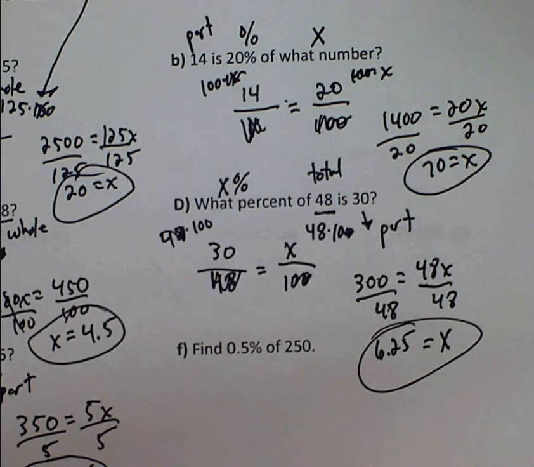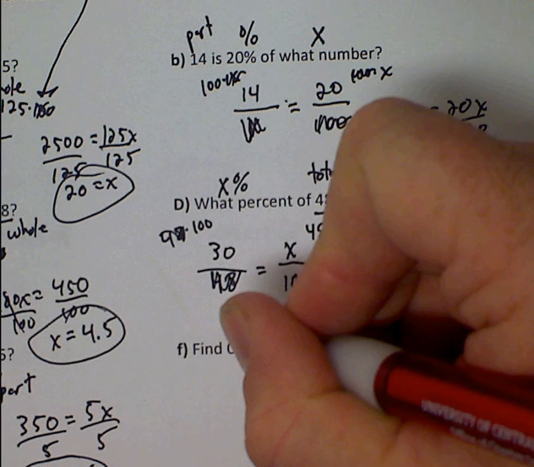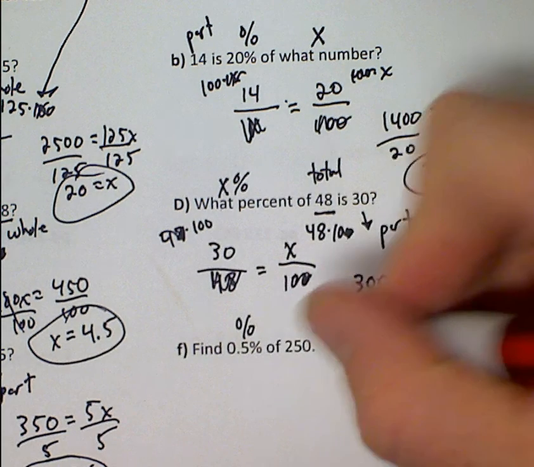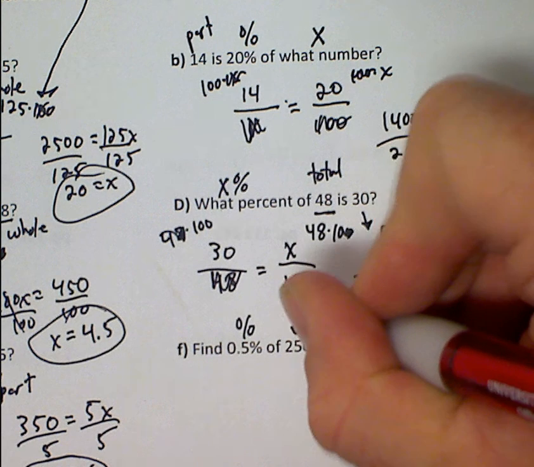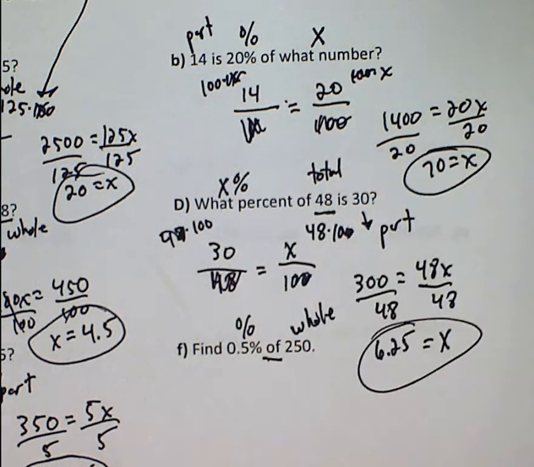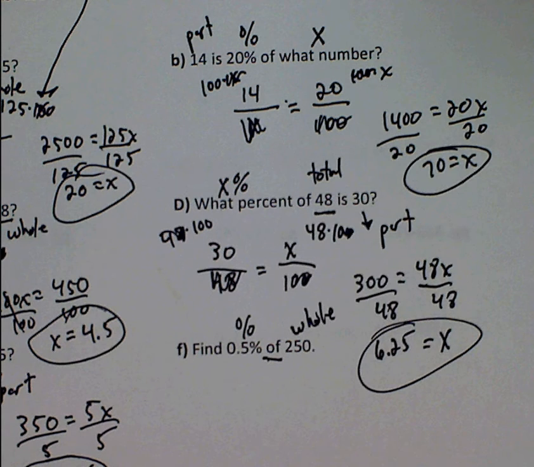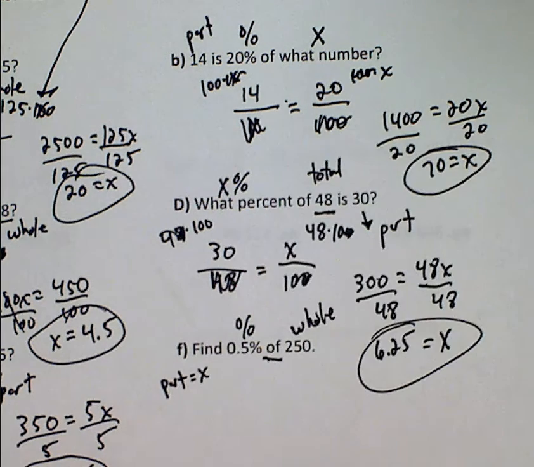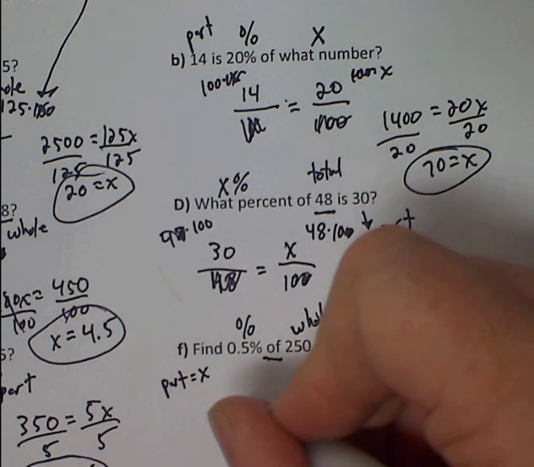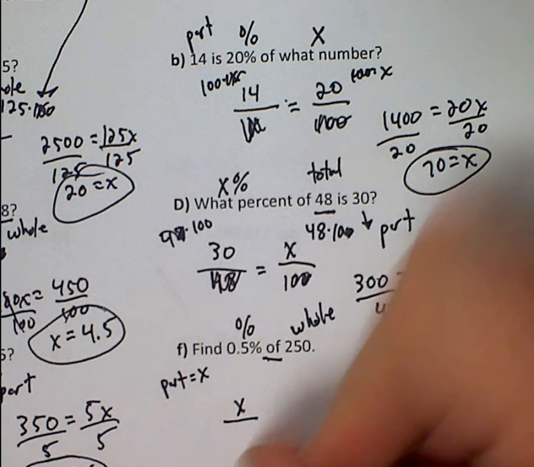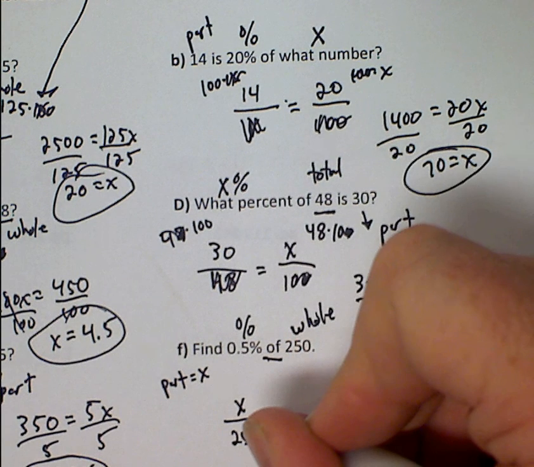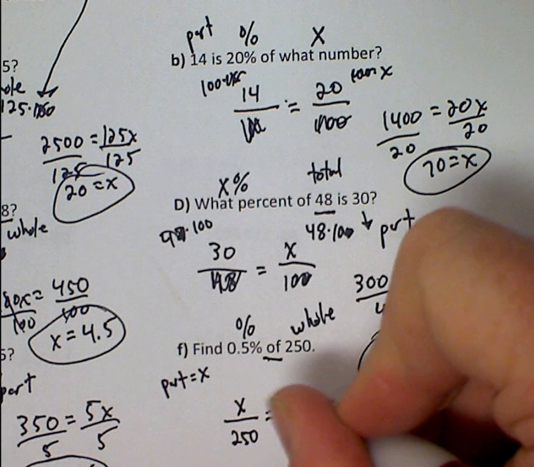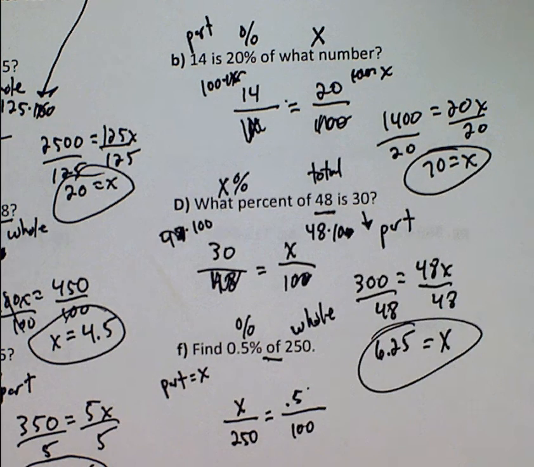Letter F. It says find 0.5% of 250. So find 0.5%, so there's my percent, of 250. 250 would have to be my whole because of the word of 250. So the thing that they did not give me was the part. So my part would have to stand for my x. So my part would be x. My whole is 250. My percent is 0.5 over 100.